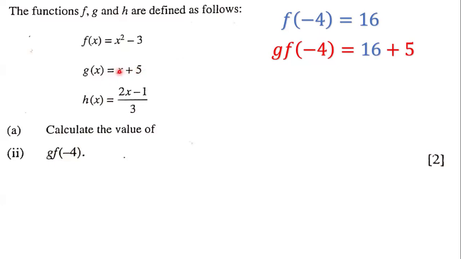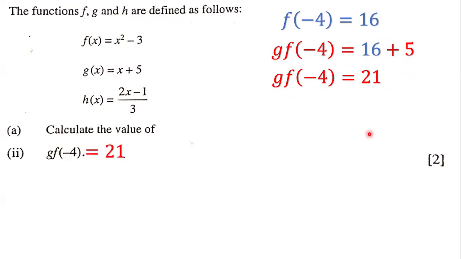But what is f of negative 4? f of negative 4 is simply 13. And so we put 13 here. And so we have 13 plus 5. And so g of f of negative 4 is equal to 13 plus 5. And 13 plus 5 is definitely 18. So g of f of negative 4 is equal to 18. And so our answer here is 18.